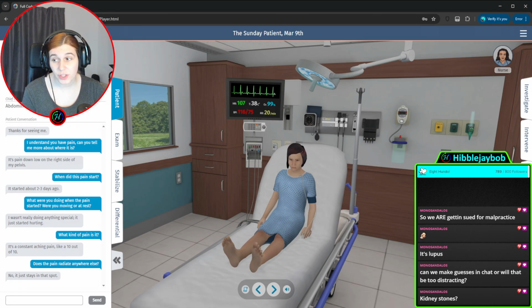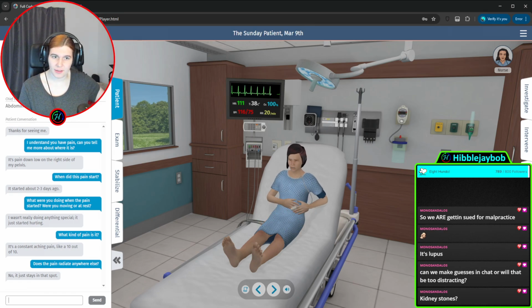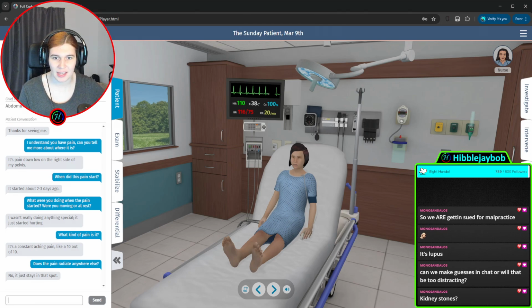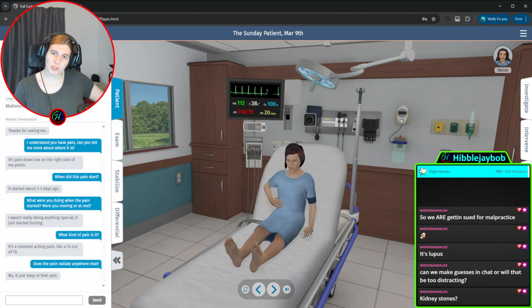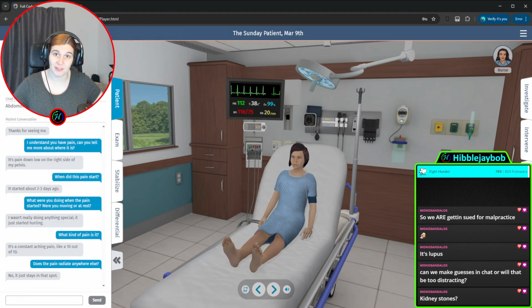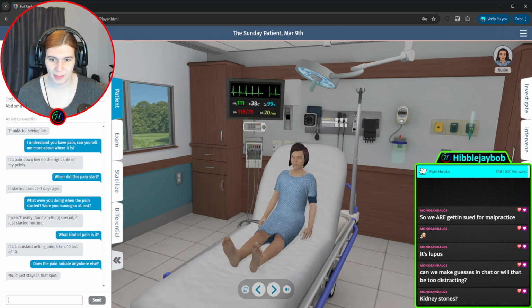Kidney stones is a good shout. On the right side, my first thought, lower right side, is maybe appendicitis. That's what I'm thinking at the moment. But also it's pelvic and the patient is female, so we also need to consider the reproductive tract too. There might be some things in there. No, it just stays in that spot. Okay.